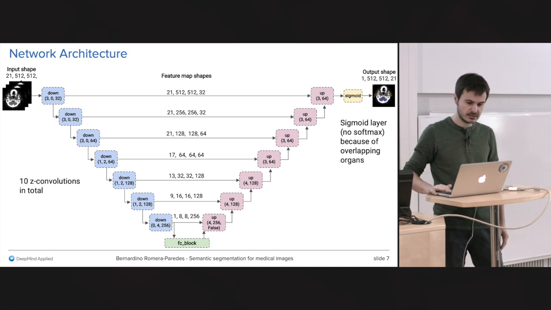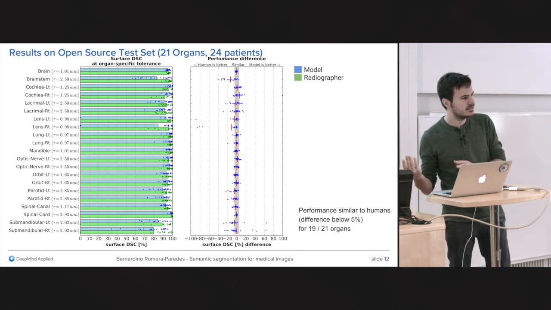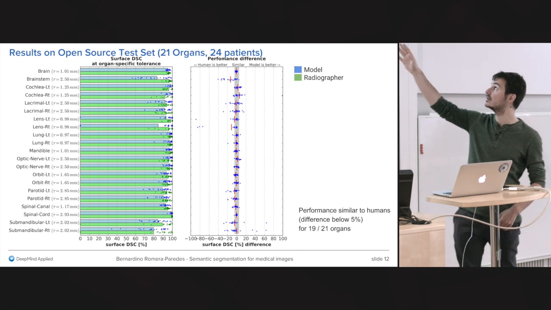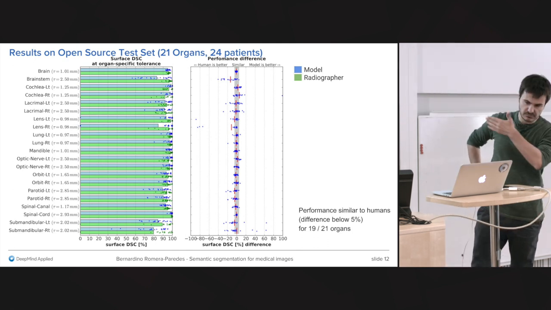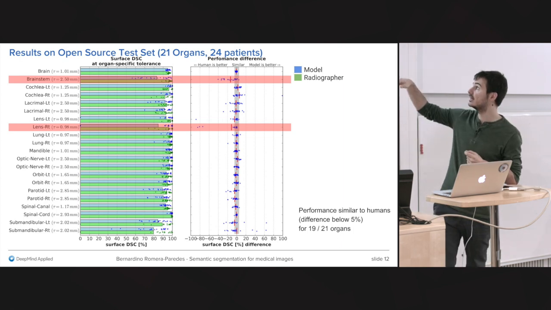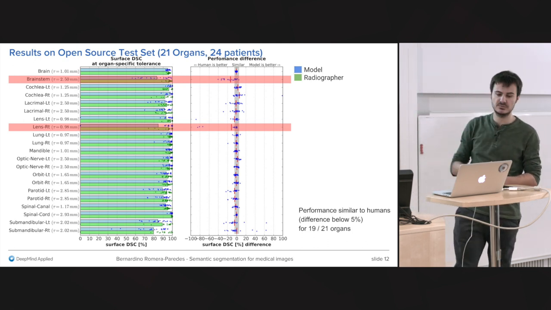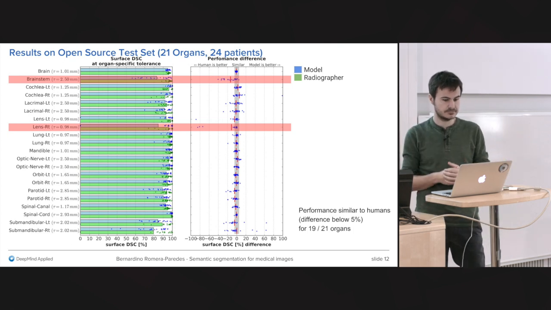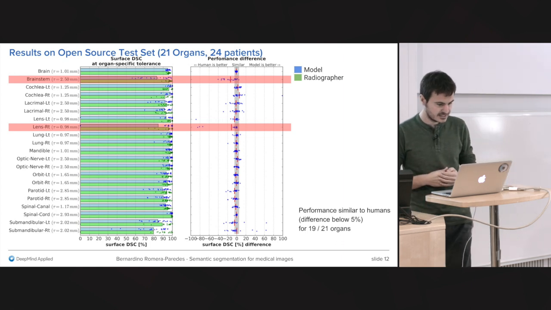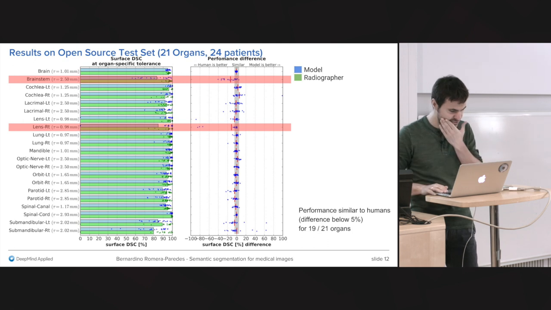So yeah, similar results here. These are the results of applying our model on an open source test set that is available. It is composed of 24 patients, and again it's the 21 organs. In general, we see that it performs really well, comparable to the radiographer for most organs. For 19 out of the 21 organs, it performs at the same level of significance. But in two of them, it's significantly worse. We have some hypotheses: usually these organs are smaller and more difficult to spot. But we're working on this.